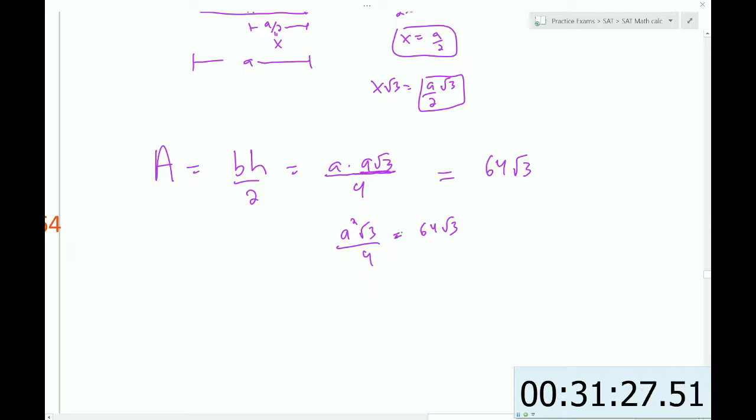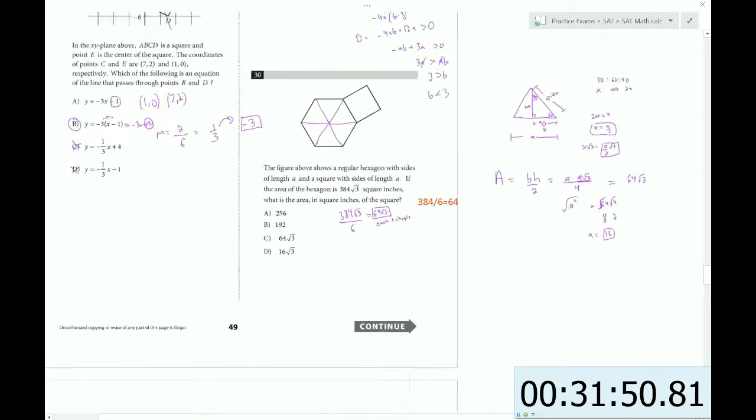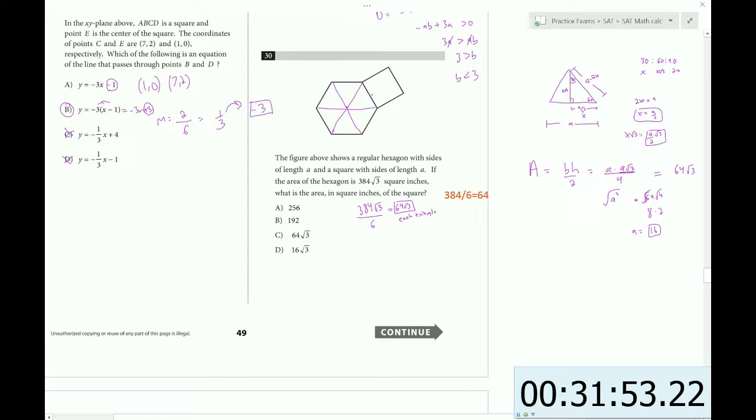And from here, the rad 3's can cancel. So we just divide by that on both sides. And we can move the 4 over to here. And now we can square root both sides. We can actually square root these separately if we prefer. So that would give us 8 times 2, which is 16. That would be equal to A. So now the area of the square, so the length here would be 16 by 16, so that would be 256 if you multiply those together.